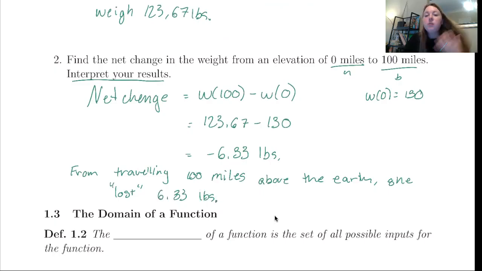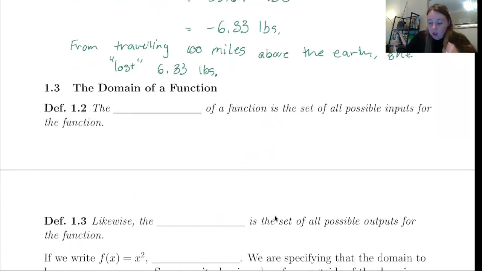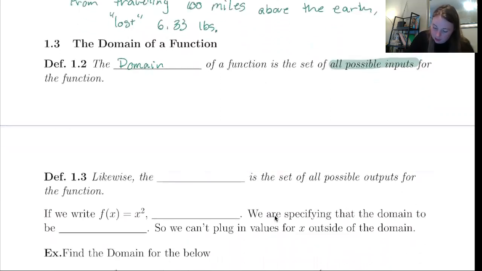So cool. Now with this function notation, we can expand even more. This is one of my favorite sections. So the domain of a function is the set of all possible inputs. So let's highlight that. That seems very important. All possible inputs for the function, right? Likewise, the range is the set of all possible outputs. So now we define what an input and an output is. So now we can talk about the grand scheme of inputs and outputs.